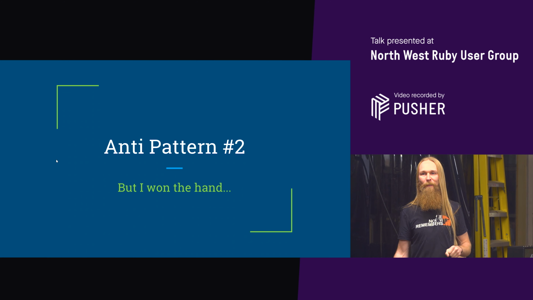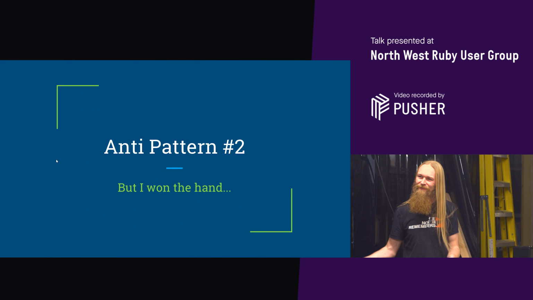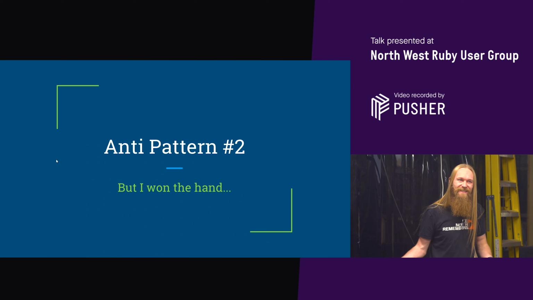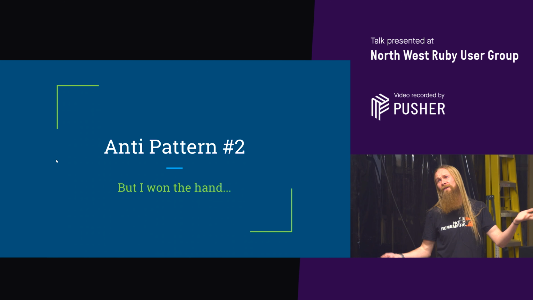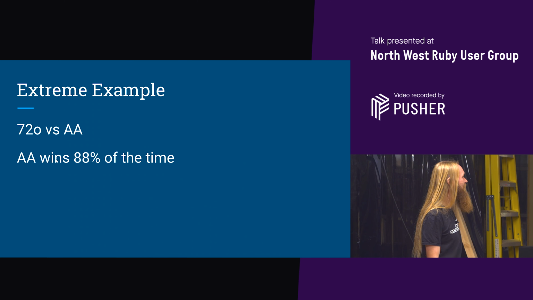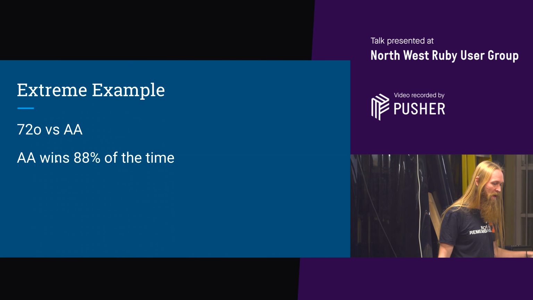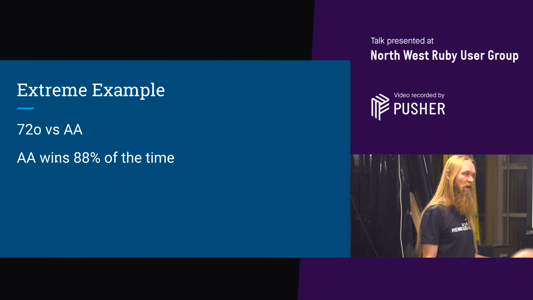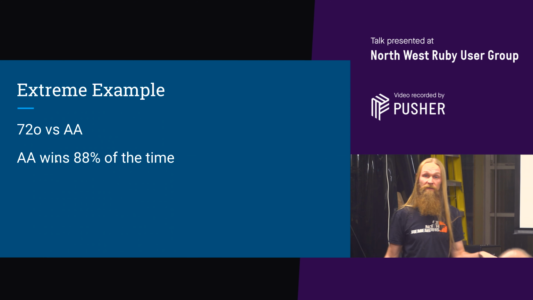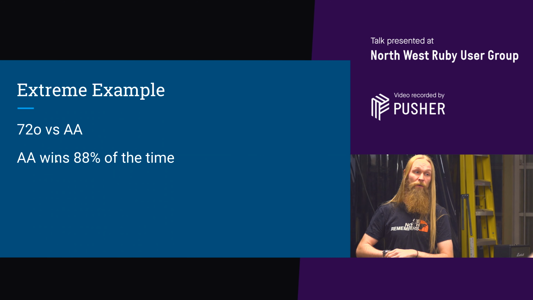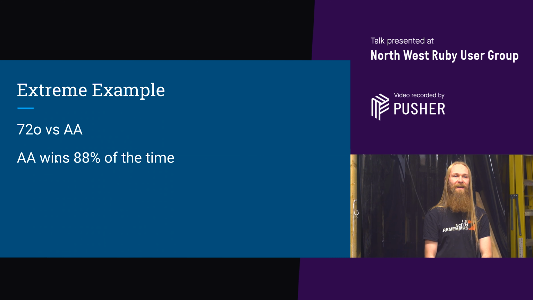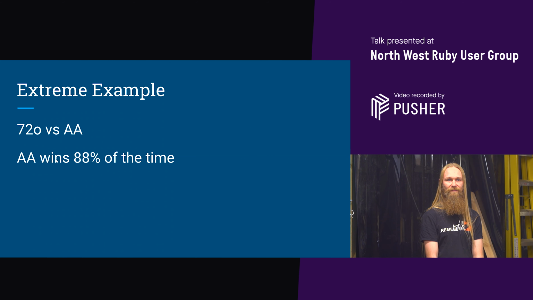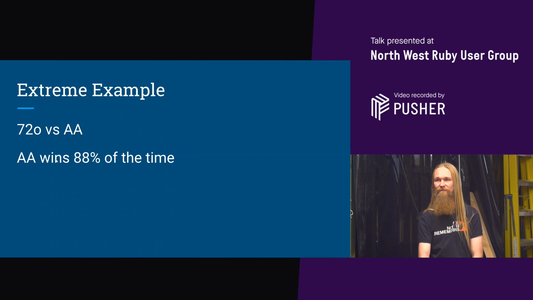Anti-pattern number two. But I won the hand. Anyone play poker and heard this? It's like, you shouldn't have done that. But I won the hand, so therefore it's okay. Right? So let's think of an extreme example of this. The worst hand possible is 7-2 offsuit. The best hand possible is a pair of aces as a starting hand, okay? If you get those aces all in, you're going to win the hand 88% of the time, okay? And indeed, so you should. You should try and get those aces all in pre-flop.